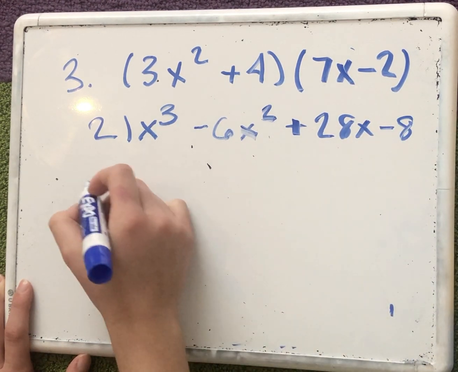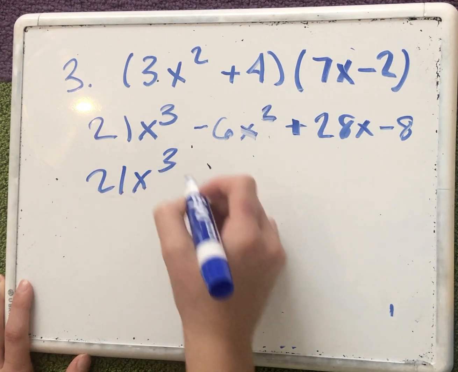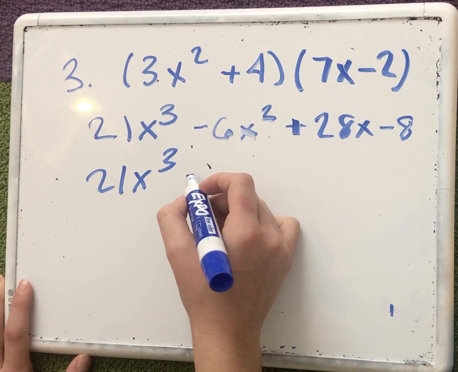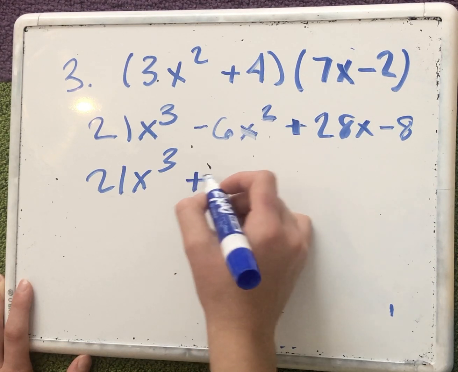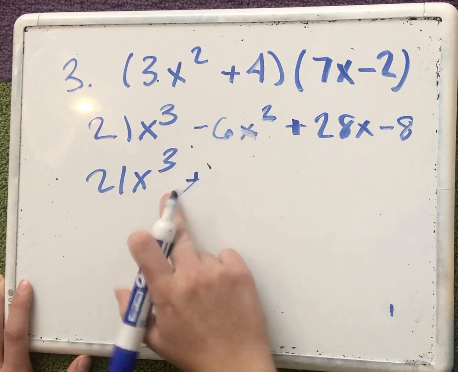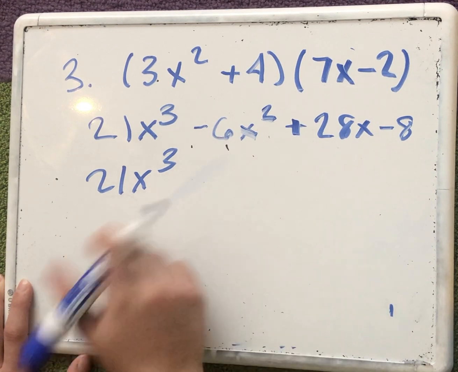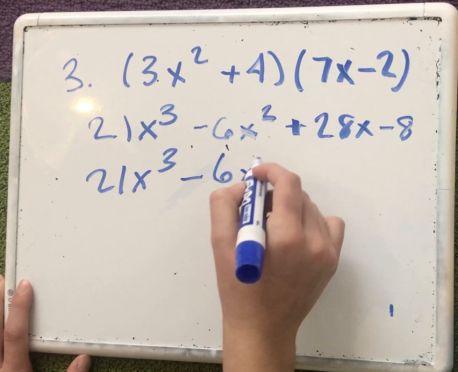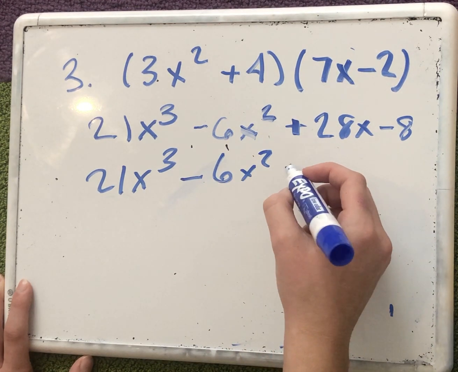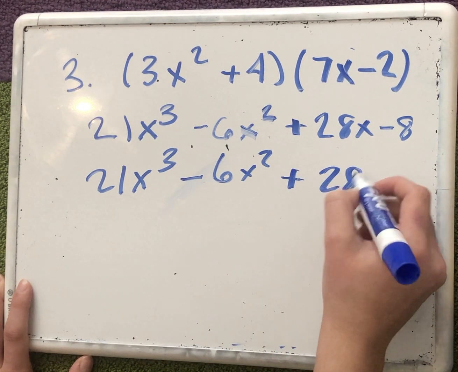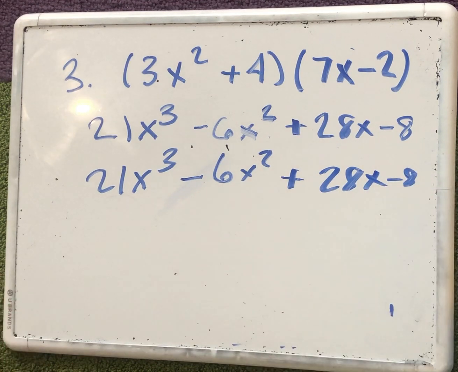And again, combine the like terms. So your final answer is 21x to the third power plus, oh, this doesn't have any like terms. So you just keep it the same. So this is your final answer, 21x to the third power minus 6x squared plus 28x minus 8.